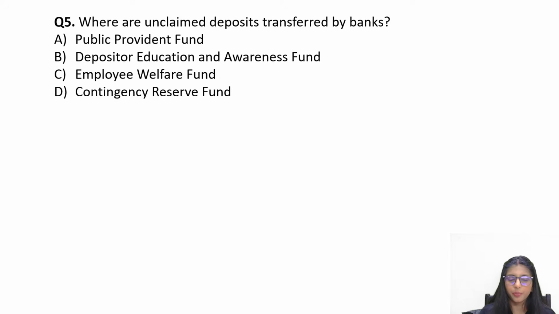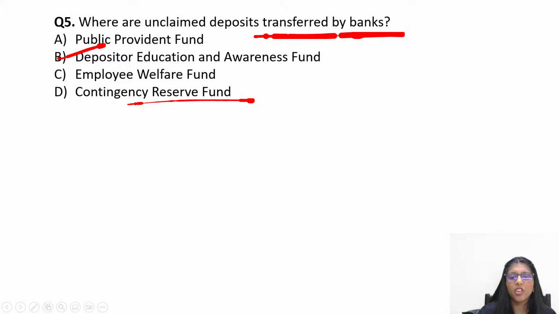Next question. Read the question. Where are unclaimed deposits transferred by the bank: Public Provident Fund, Depositor Education and Awareness Fund, Employee Welfare Fund, or Contingency Reserve Fund? Unclaimed deposits are transferred by the bank to the Depositor Education and Awareness Fund. Option B is the right answer.